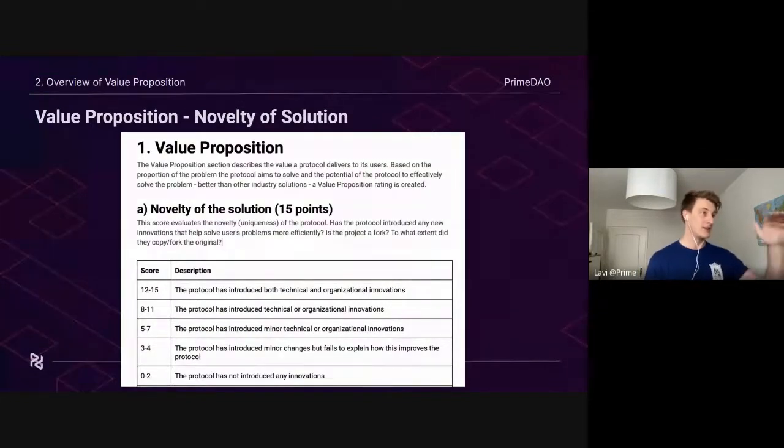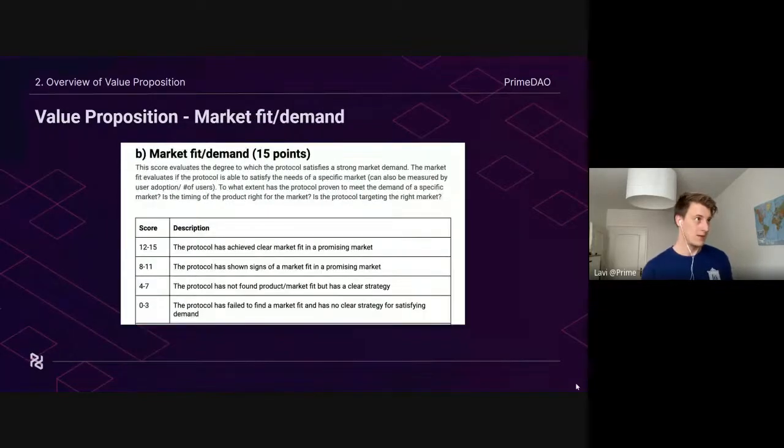And also here you can see that is represented in the answer table, going from top: they have introduced technical as well as organizational innovations, which would give them higher points, down to the protocol has not introduced any innovations at all so far. And it's basically just another yield scheme, or copy and paste of something that is already existing. Next slide. Yes, thank you.